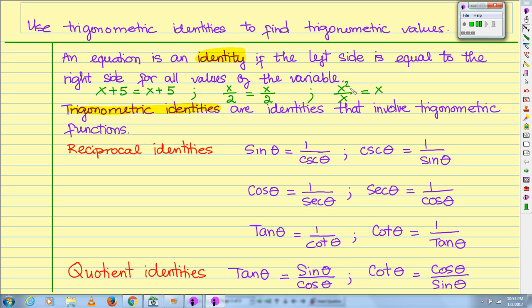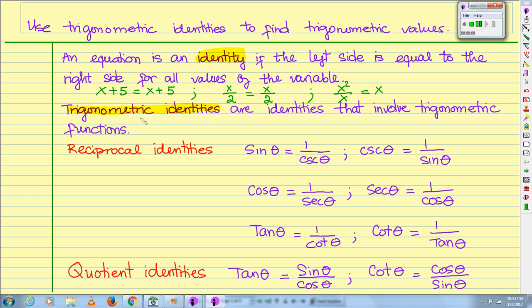And the third equation, x squared divided by x is equal to x. Again, if you simplify the left side, you subtract the exponents, so 2 minus 1. If there's no exponent, it is 1, so that gives you 1 as the exponent, and therefore it's the same thing as the right side.